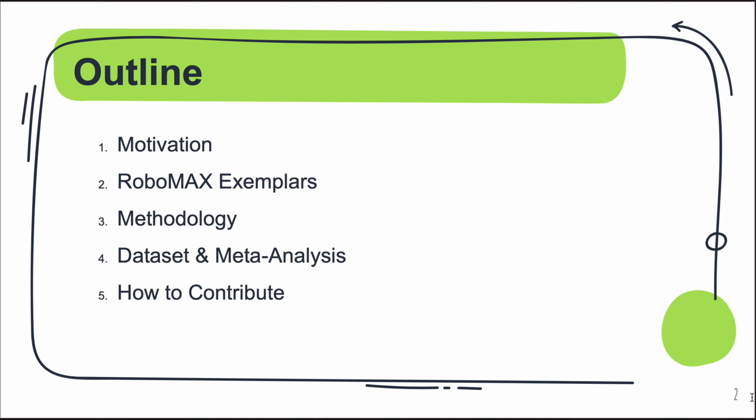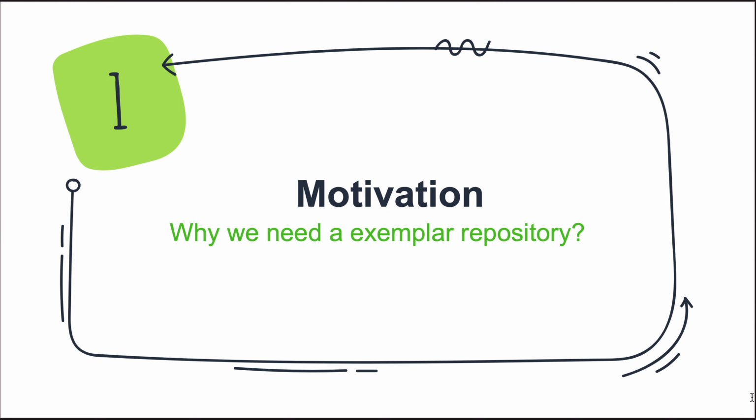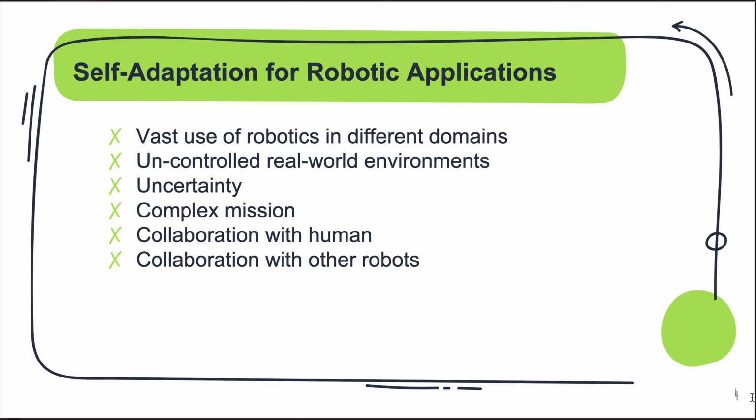First, I will talk about the necessity of a repository like RoboMAX, and then I will talk about the structure of the repository and the type of data that we collect. Then I'll briefly describe our methodology to collect the exemplars. Then we will see some statistics and conclusions derived from the current state of RoboMAX, and finally we will see how you could contribute to it. So let's see why we need it.